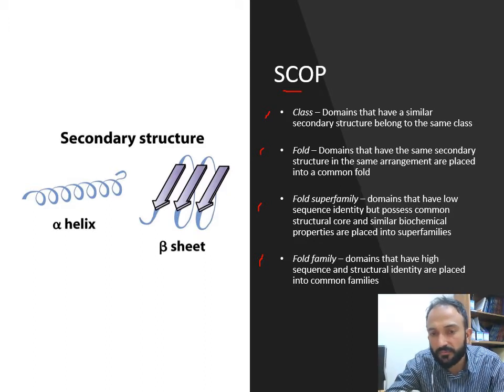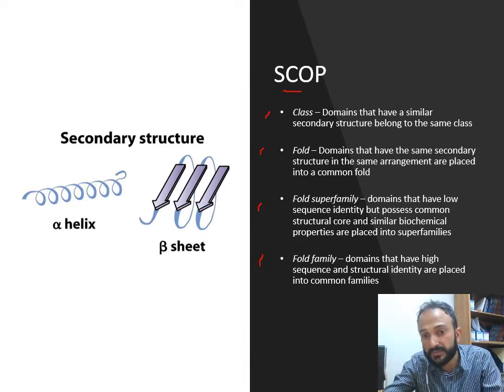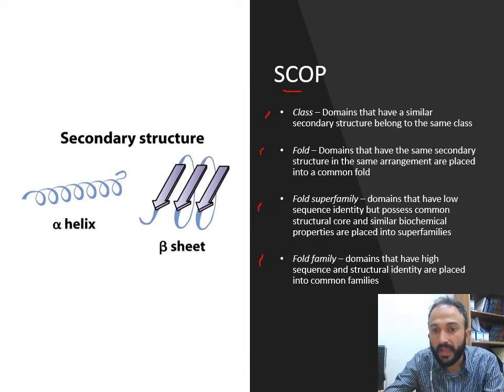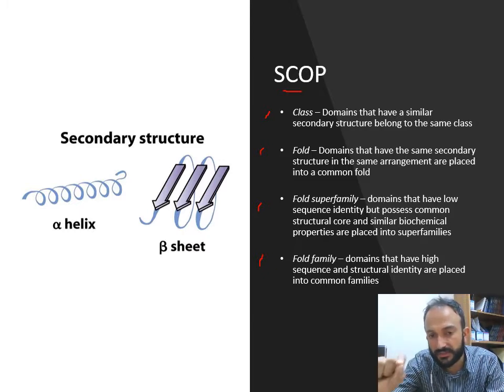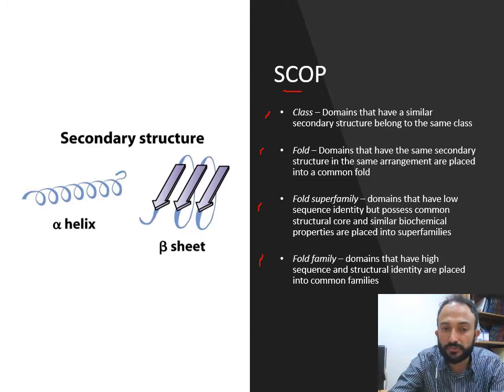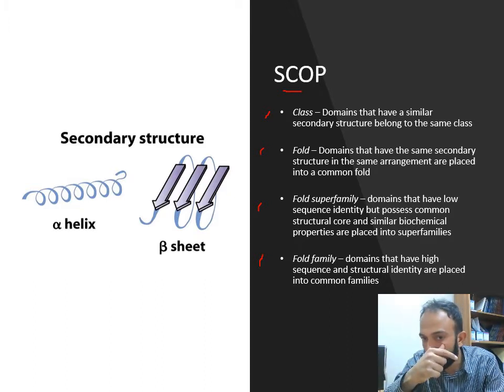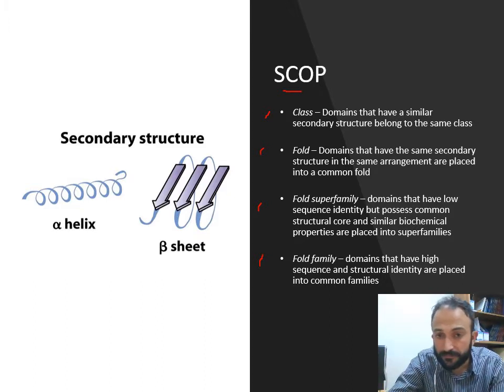And then fold: domains that have the same secondary structure in the same arrangement are placed into a common fold. It means that the number of alpha helices and beta sheets are the same, and their arrangement is also the same in the domains of those proteins. Then all those proteins are classified into one fold.